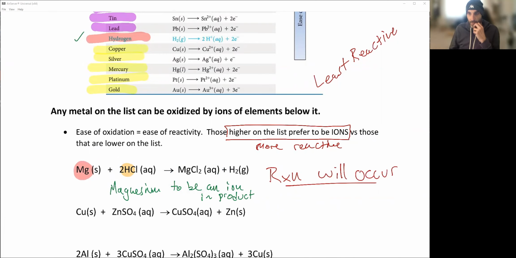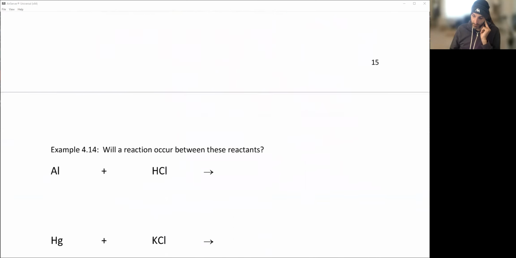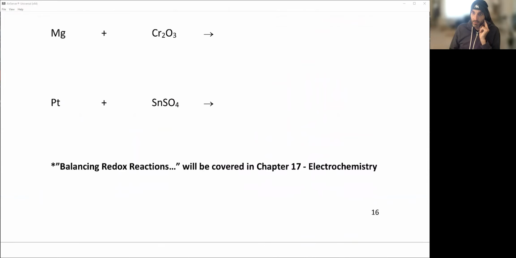It will occur as written. As long as the one that's higher in the list, the more reactive, is in an aqueous phase or an ion as a product, then the reaction is going to happen. Same next question, copper and zinc, which one is more reactive? Aluminum, copper, which one is more reactive? As long as the more reactive is a product, a reaction occurs, or a reaction does not occur, right? So no reaction. Decide if these reactions will occur. And of course, you have to figure out what their products are.